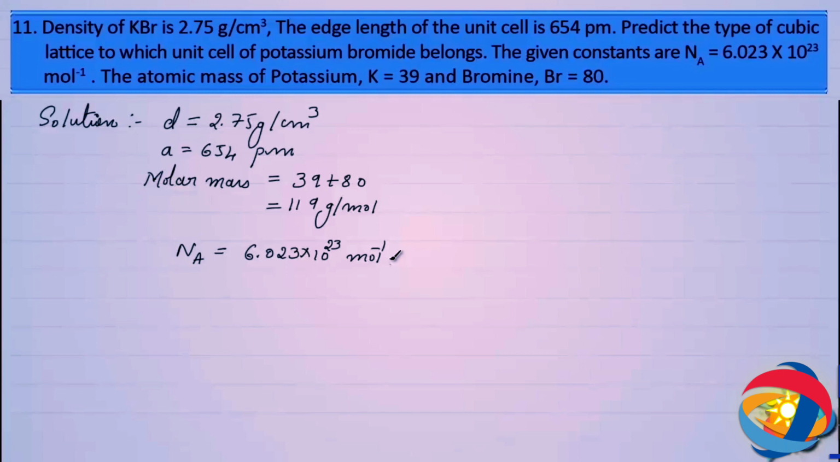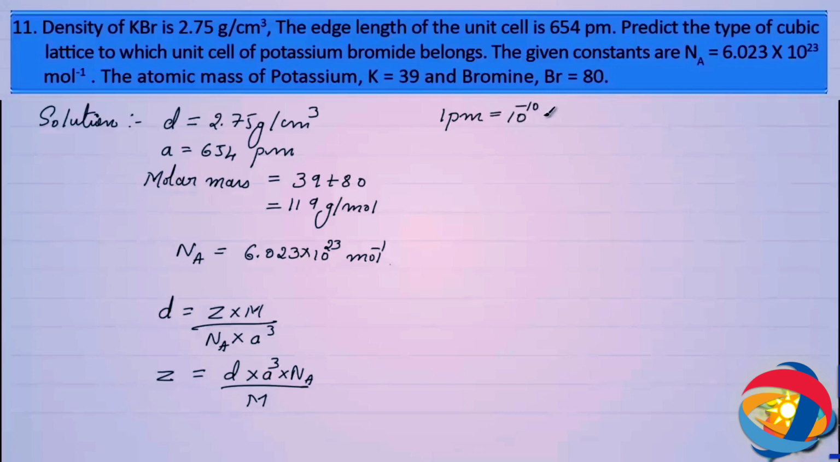Now, let us calculate the number of atoms per unit cell by using the formula D is equal to Z into M divided by Na into A cube. By rearranging the terms, we get Z is equal to D into A cube into Na divided by M. Always try to convert picometer into centimeter by using the conversion factor. 1 picometer is equal to 10 to the power minus 10 centimeter, which will make the calculations easy.